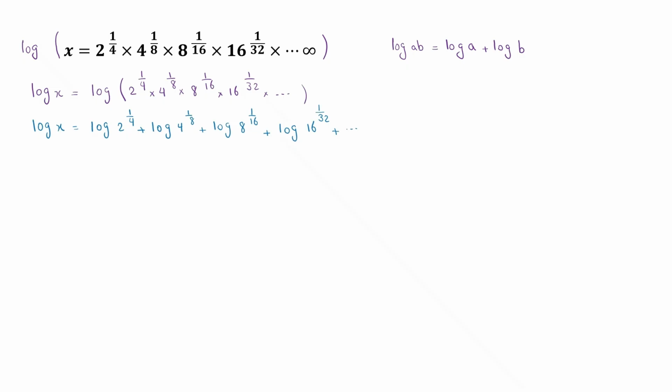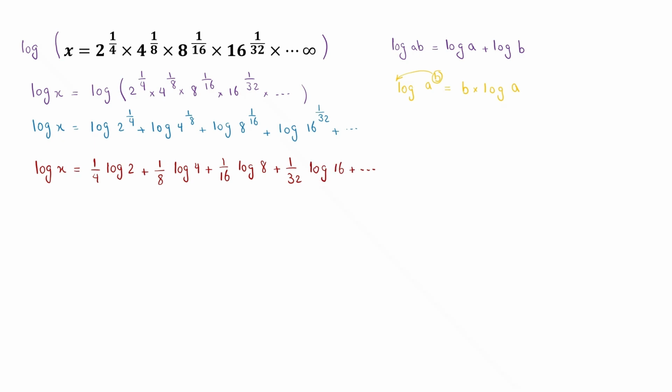Okay. Now I would like to use the second rule of log. Log of a to the power of b is the same as b times log of a. So this power will go just here. So log of x is equal to 1 over 4 log of 2 plus 1 over 8 log of 4 plus 1 over 16 log of 8 plus 1 over 32 log of 16, and so on.